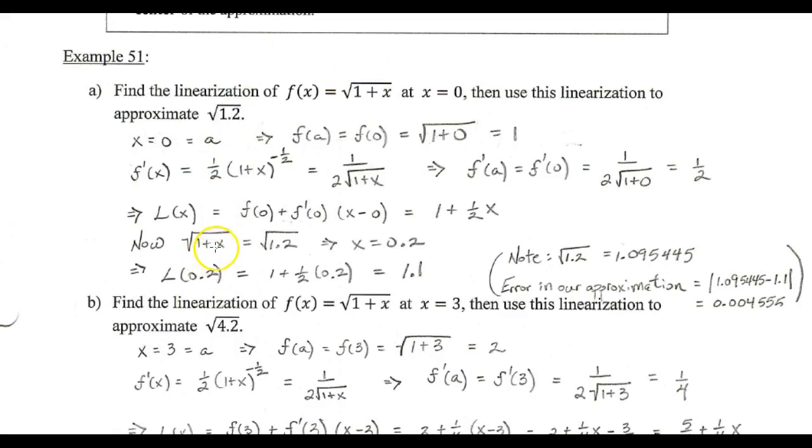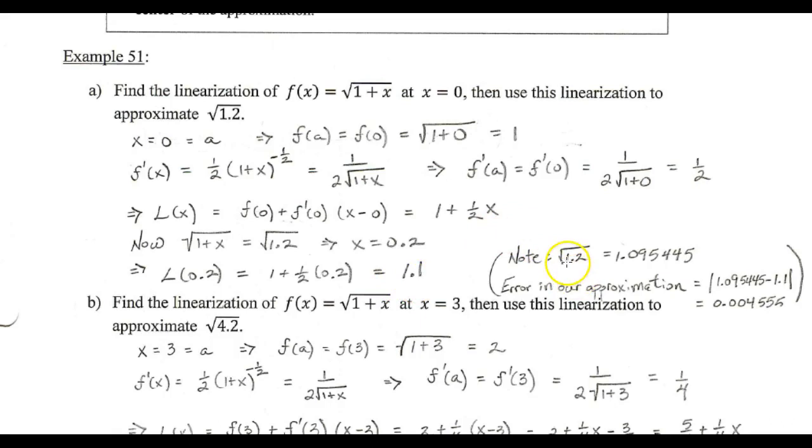So what is the x value when I want 1.2? Notice that the original function is the square root of 1 plus x, and I want to use that. I want to figure out what the square root of 1 plus 0.2 is. That means the x value that I'm needing to plug into my linearization is 0.2, right? Because if 1 plus x is 1.2, then x has to be 0.2. So the linearization at x equals 0.2 is 1 plus 1/2 times 0.2, which is 1.1.